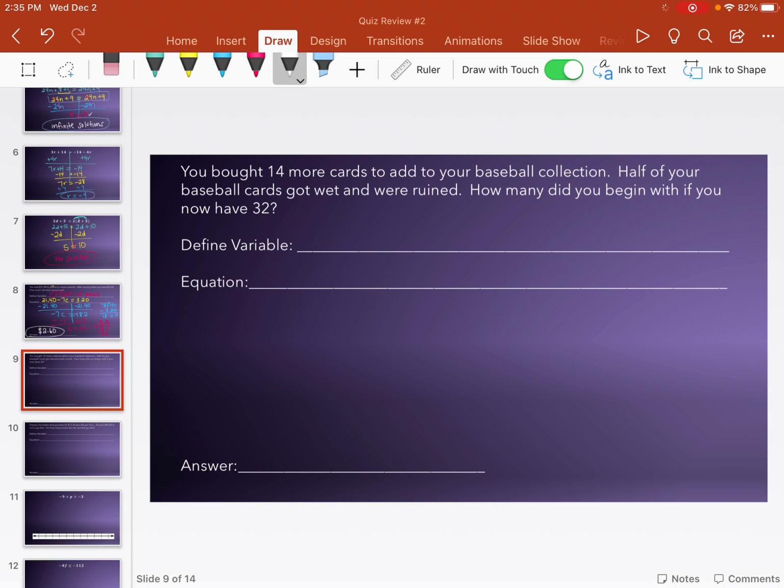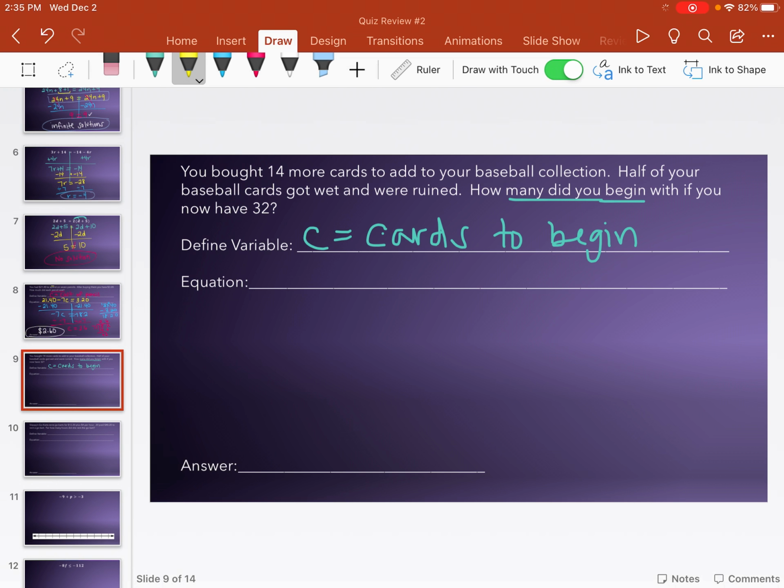All right, you bought 14 more cards to add to your baseball collection. Half of your baseball cards got wet and were ruined. How many did you begin with if you now have 32? So my question I'm trying to figure out is how many cards did I begin with? Okay, so C equals cards to begin, or something like that. Beginning number of cards, whatever.